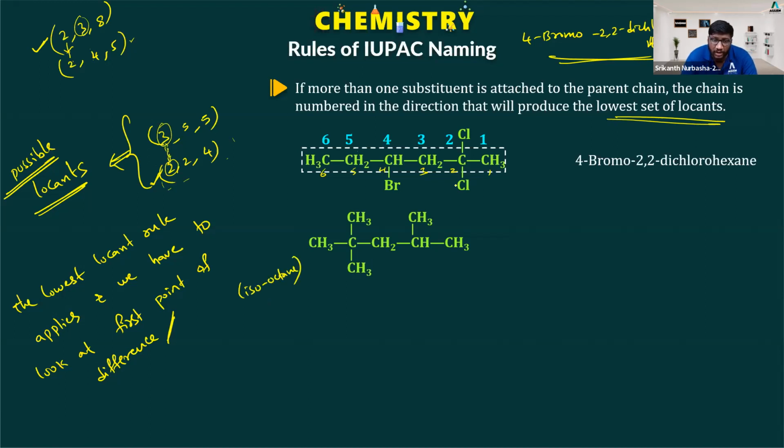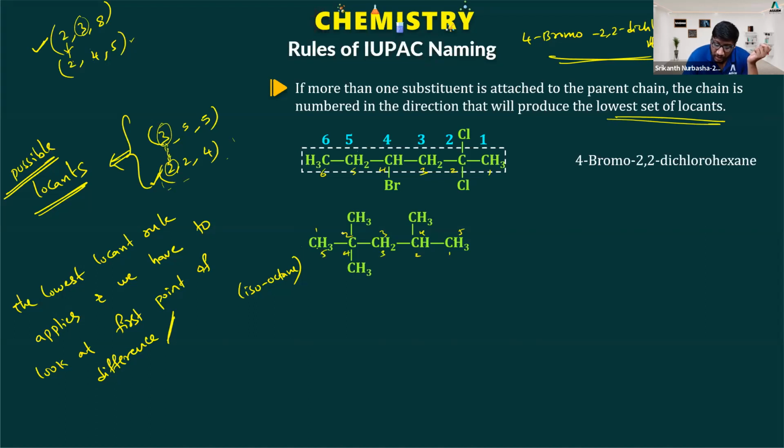Numbering I can give. Longest chain I have to select: 1, 2, 3, 4, 5. Anywhere I am getting 5 carbons only. So the parent carbon chain will be that chain where we have the maximum number of substituents. I will be selecting this chain. Now I have to give the numbering. I can give numbering like this: 1, 2, 3, 4, 5. I can also give numbering in the other direction: 1, 2, 3, 4, 5.